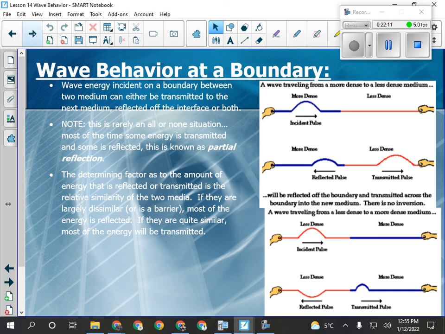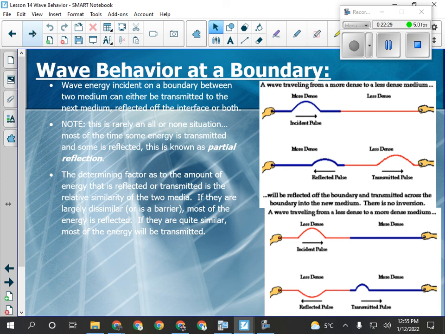If the boundary is not so much a boundary as it is a fixed end, so the medium is actually attached to something that can't move, then none of the wave energy really gets through. It all bounces off. It comes back. So this is rare. This is never an all or none kind of phenomenon.